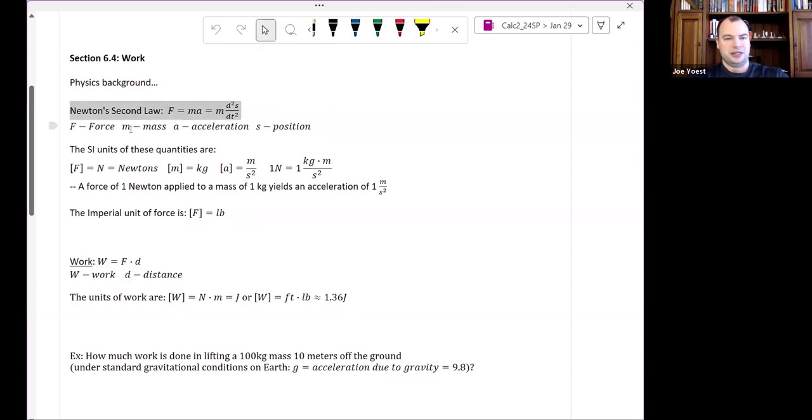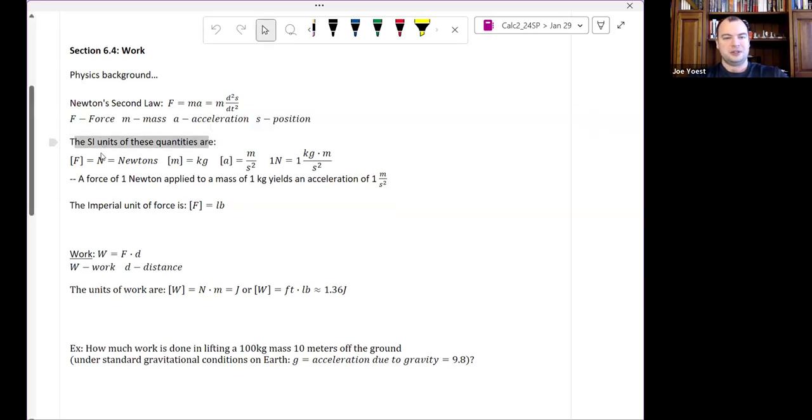So first, Newton's second law says that force equals mass times acceleration, and we're going to be working in scenarios where Newton's second law applies easily and directly, and there are no extra complications. So F equals ma is kind of our starting point. F stands for force, m for mass, a for acceleration, and s for position. We often use s for position because p is kind of already taken by momentum. So s, or sometimes x, is position as well.